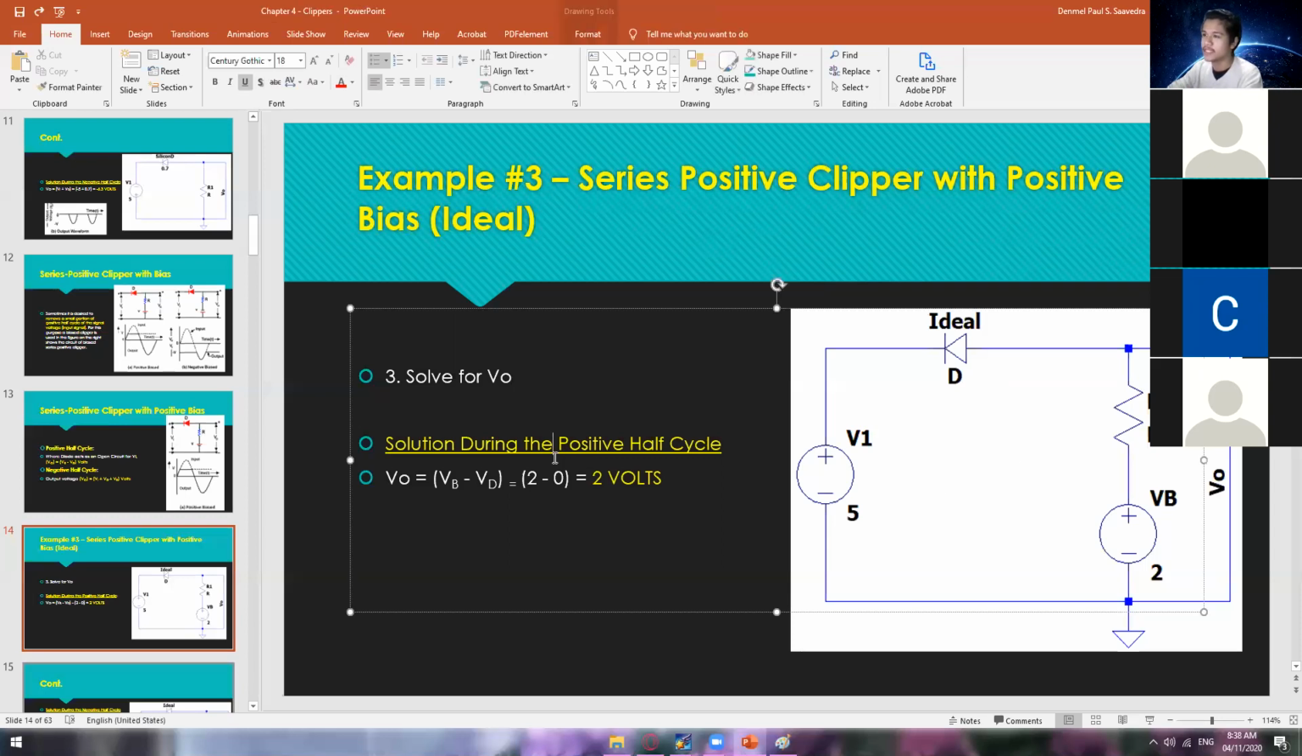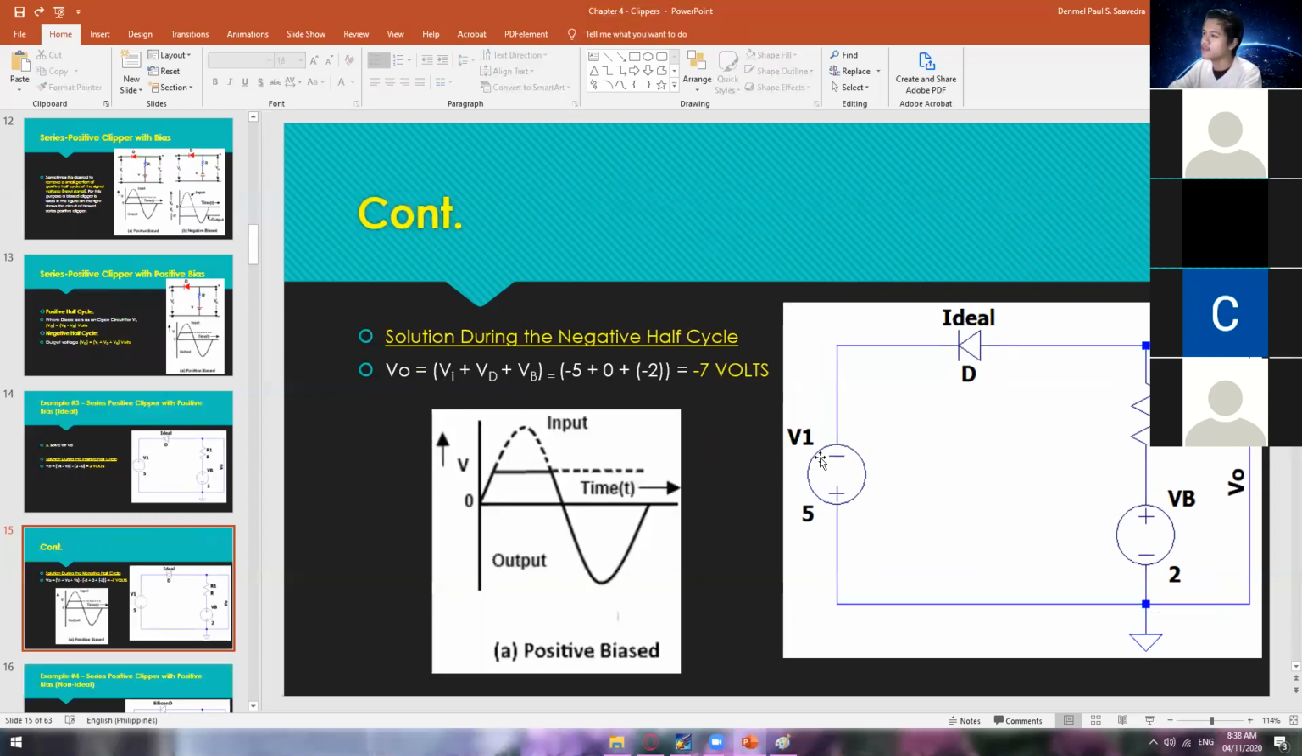Okay. And then for the negative half cycle, our V sub I now will become forward bias, and then our V sub B will now also be in forward bias. So as a result, we have to deal with everything, just depending on the polarity. So V sub I is negative 5 plus V sub D, which is still 0 since our diode is in ideal mode, and then V sub B is negative 2. Okay, so as a result, negative 5 plus 0 plus negative 2 is equal to negative 7.